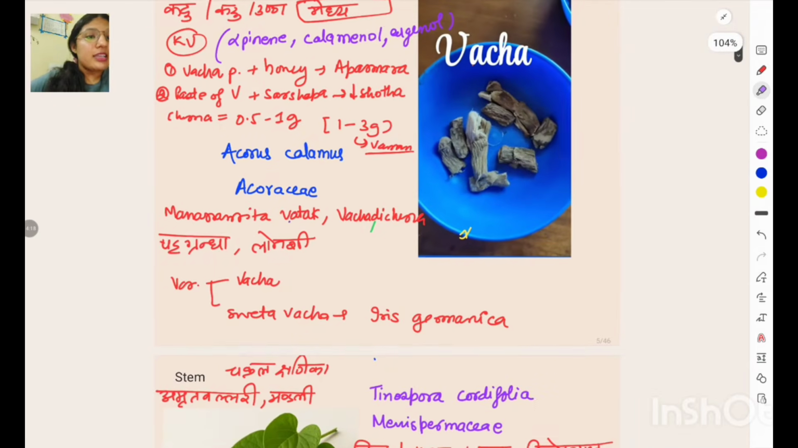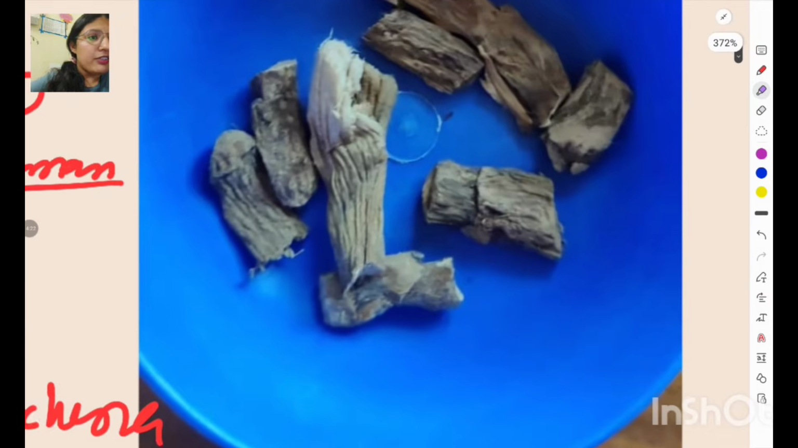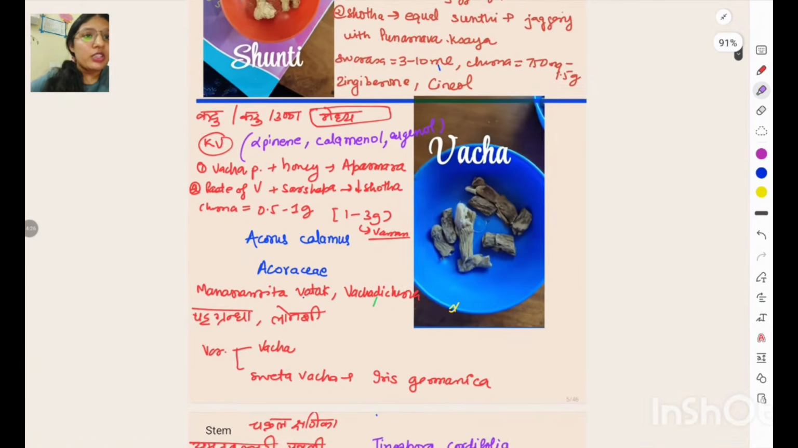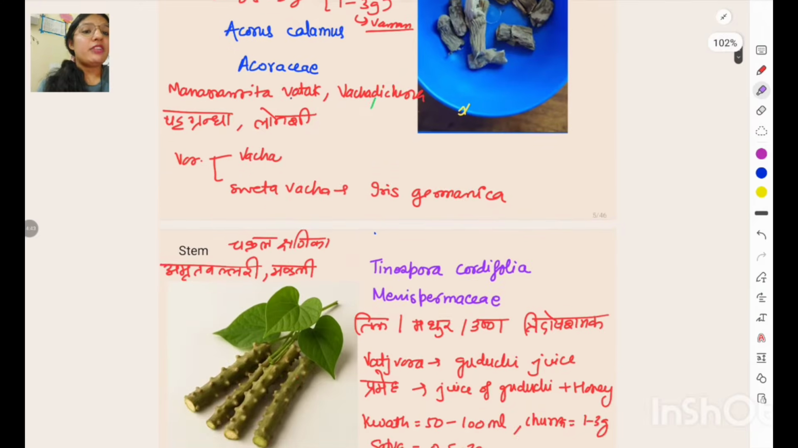And the last important rhizome is Vacha. As you see, this is the image of the Vacha. I will zoom for you, and I have already shared these photos with you, so you can easily study. And its Prabhava is Medhya Karma. Rasa Panchaka is Katu Rasa, Katu Vipaka, Ushna Virya, Kapha Vatahara, Acorus calamus, Acoraceae, and this is important. Don't forget the varieties, adulterant and substitute of a drug. So here the varieties are Vacha and Shweta Vacha.